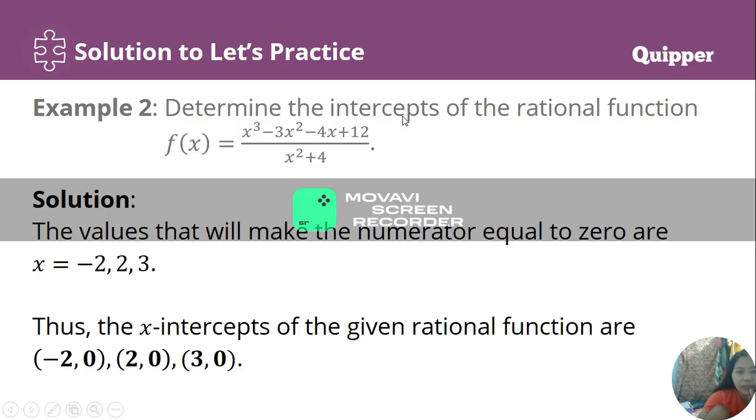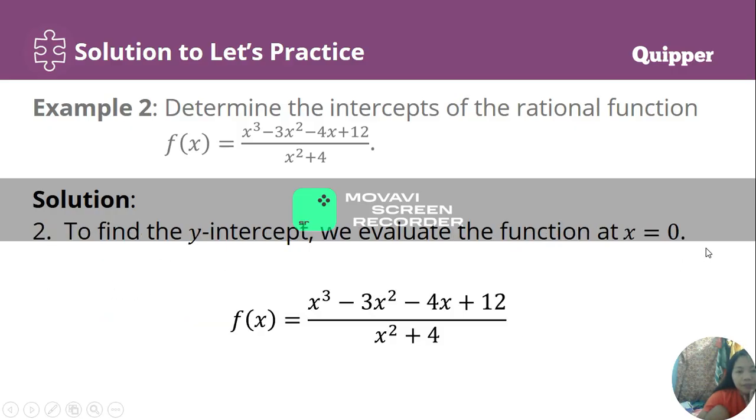Determine the x-intercepts. The x-intercepts of the given rational function are negative 2, 0, 2, 0, and 3, 0. Then, if we have the zeros of the rational function, they are also our x-intercepts.